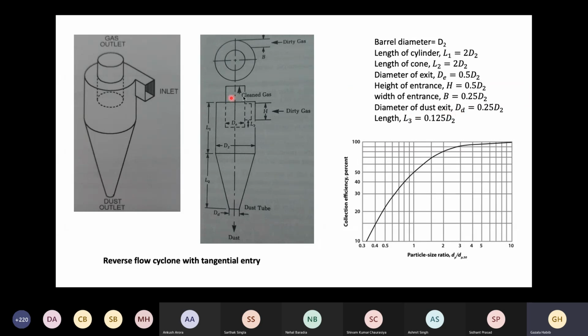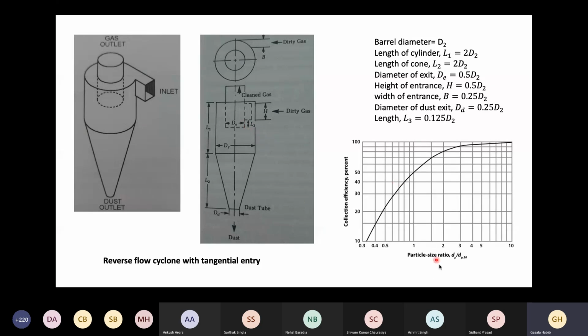The diameter of the dust exit, I think it's not shown here. DE is shown here, but the dust exit diameter DD is given below. Yeah, this hopper one, right? DD is 0.25 D2. I think I have to make this figure colorful, so it will be easy to follow. Length L3 is given as 0.125 D2, and can you locate L3? Yeah, this one. Okay, so L3 is given here.